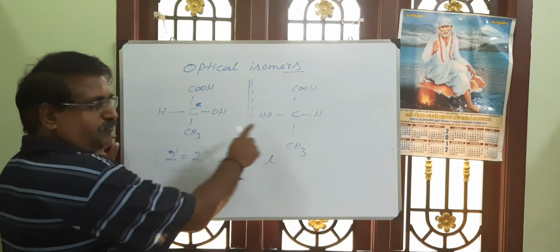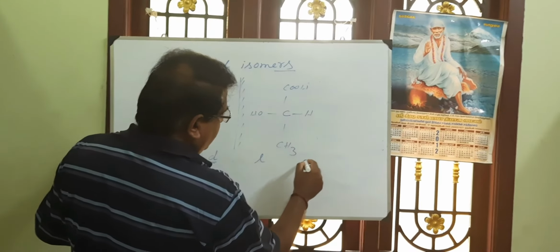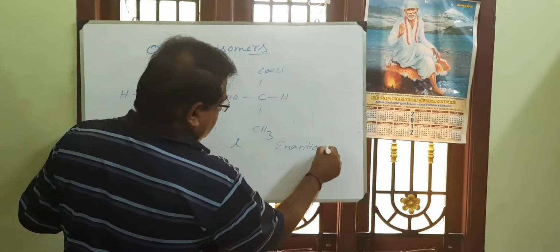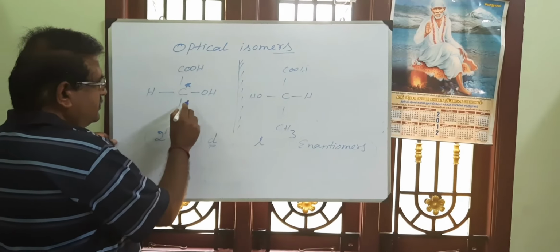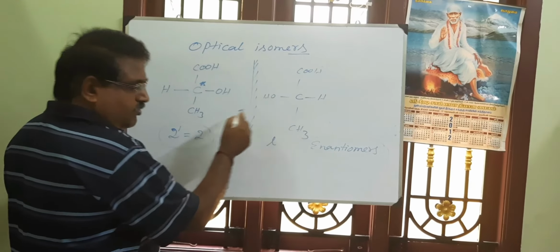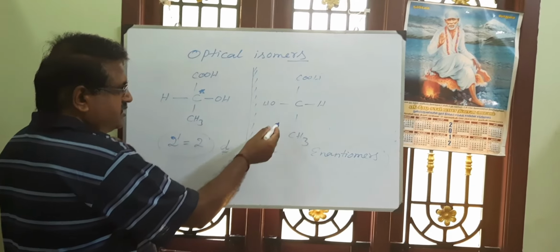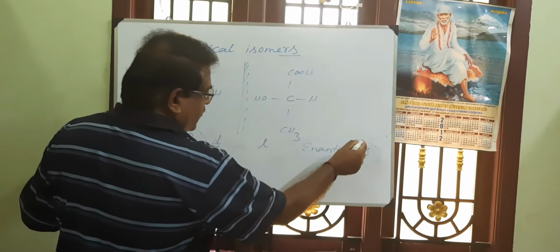Now the 2 forms, the D and L forms of lactic acid, can be called enantiomers. So what is an enantiomer? Enantiomers are mirror images but not superimposable. This molecule and this molecule are mirror images. They are optically active compounds, but they are not superimposable. So mirror images, non-superimposable optical isomers are called enantiomers.